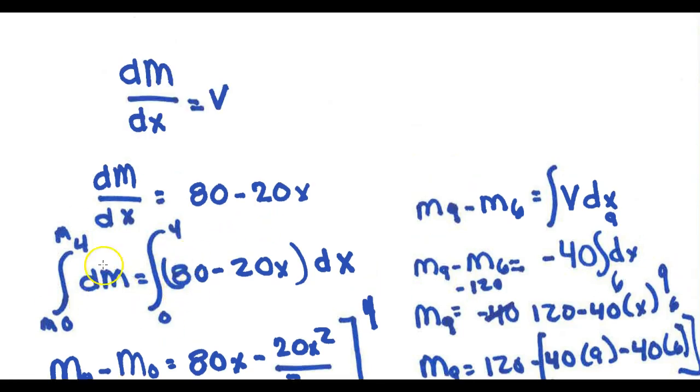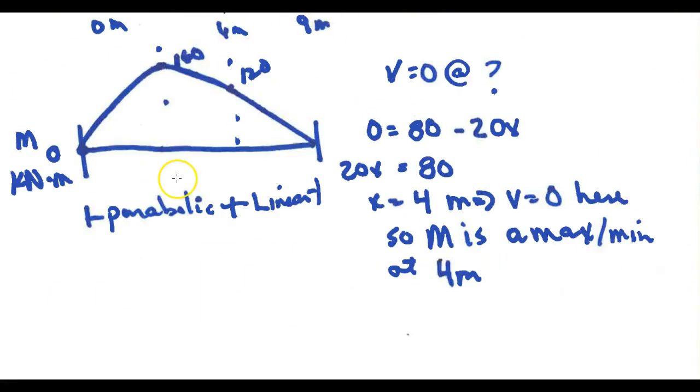That means that 4 meters from the start of this diagram, right here, I'm going to have a maximum value of M, or maximum or minimum. It says I'm going to have a zero slope on the moment curve at that point. So I want to determine where that occurs and what its value is. That's why I went from 0 to 4.